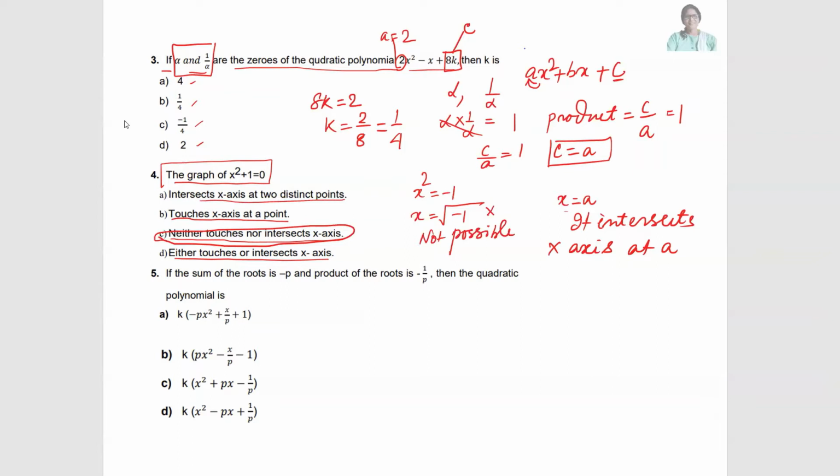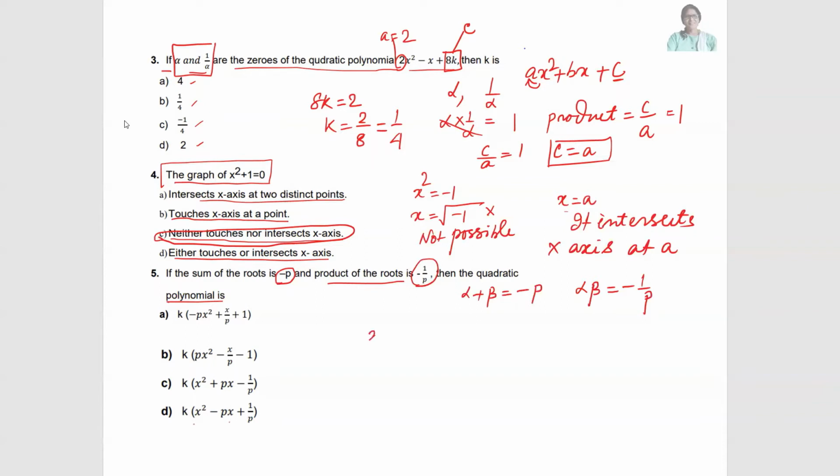The sum of roots is minus p. The product of roots is minus 1 by p. In a quadratic polynomial, the sum of zeros, alpha plus beta, where alpha is a zero and beta is a zero, is minus p. And the product of alpha into beta is equal to minus 1 by p. Then the quadratic polynomial will be, options are: k into minus px square plus x by p plus 1; k into px square minus x by p minus 1; x square plus px minus 1 by p; x square minus px 1 by p.